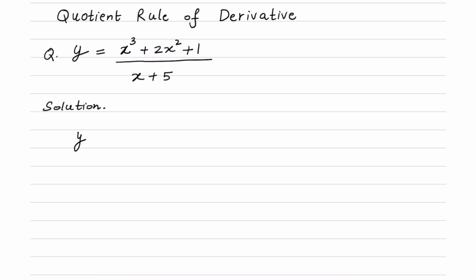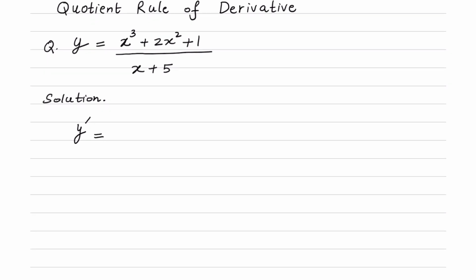To find the derivative of y, we write y dash, which is the derivative of y. Now for the quotient rule, what does it do? It says the lower expression as it is. Here the lower expression is x plus 5 as it is, and the derivative of the upper term. The upper term here is x cube plus 2x square plus 1. So we will find the derivative of the upper term.